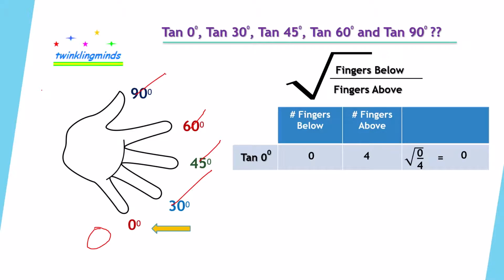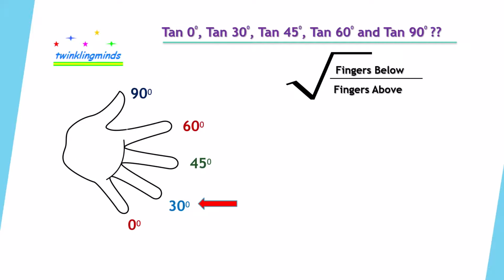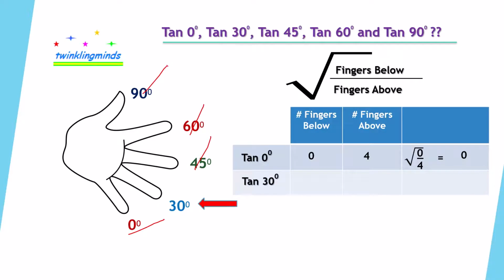Now let us move to the next angle, 30 degrees. How many are below here? 1. How many above? 3. 1, 2, 3. So the value of tan 30 degrees will be square root 1 divided by 3, which is nothing but 1 divided by square root 3.